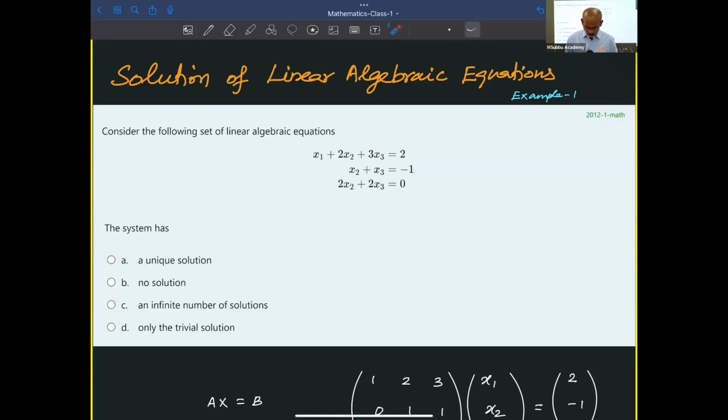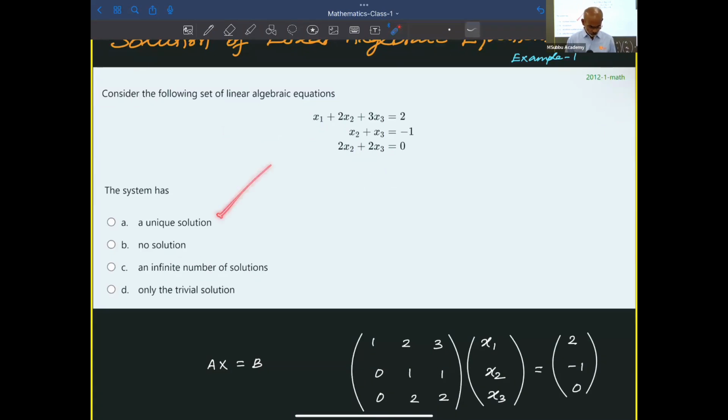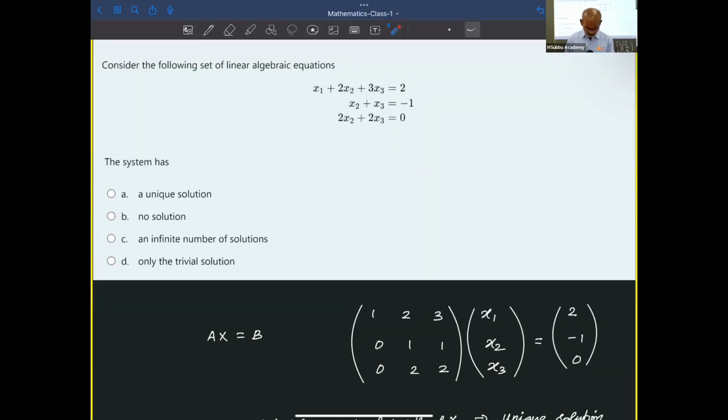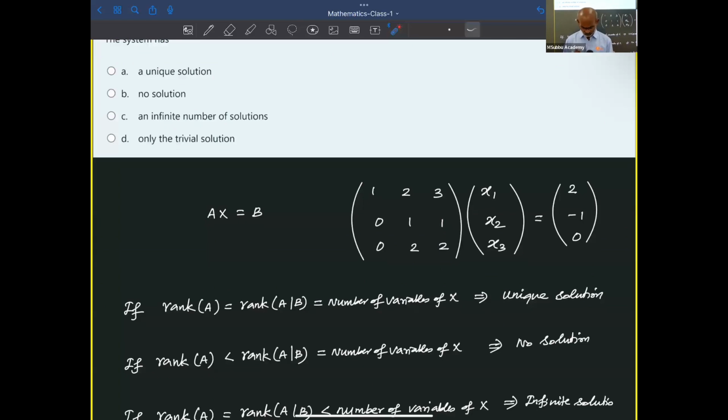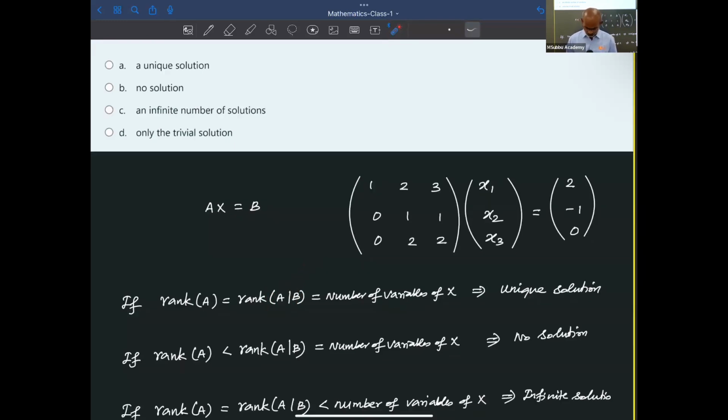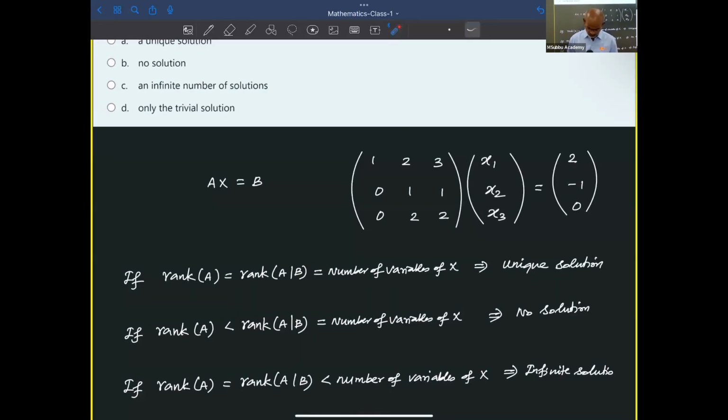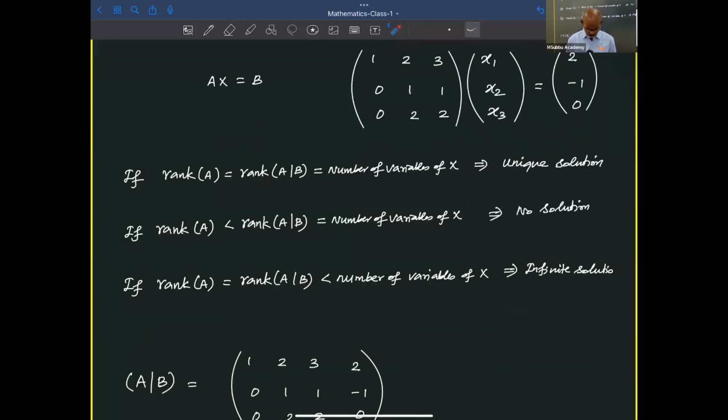So, solution of linear algebraic equations. We are given the three equations. We have to say whether there is a unique solution, no solution, an infinite number of solutions, or only the trivial solution. This is of the form AX equal to B. To say about the solutions, first simply get the rank of the matrix A as well as the augmented matrix AB. We can check them together simply.